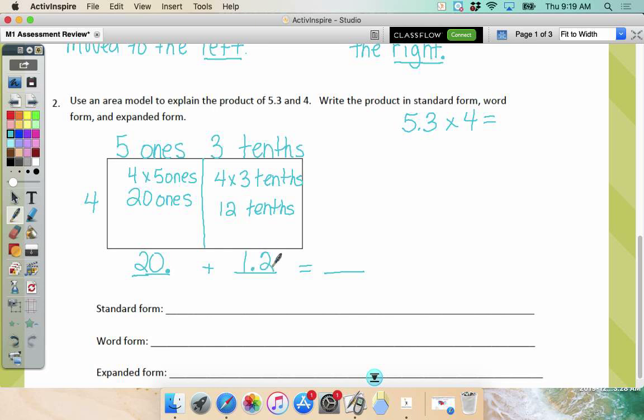Okay, so I've got to add these up. Now, is it an option to write this on the place value chart and add it up? Yeah. Sure it is. I'm going to add it in my head, though. What's 20 plus one more? 21. And what do I do with the 2? Put it on the end? Okay, so I've got 21.2. Guess what? That's standard form. So all you do is write the answer.